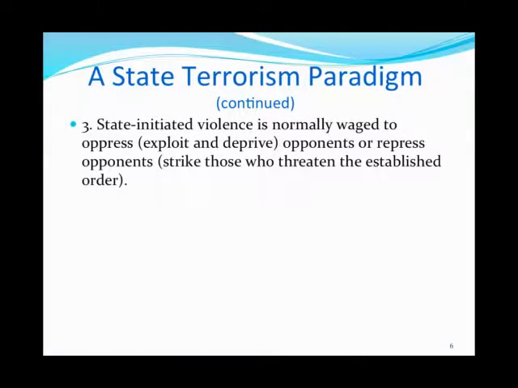Okay, so another paradigm, the third one, is that state-initiated violence is waged to oppress opponents who might threaten the established order. So sometimes a state, rather than wage an all-out war against an opponent, might use terrorist activity or terrorists to deprive an opponent of the ability to rise up against its own government.